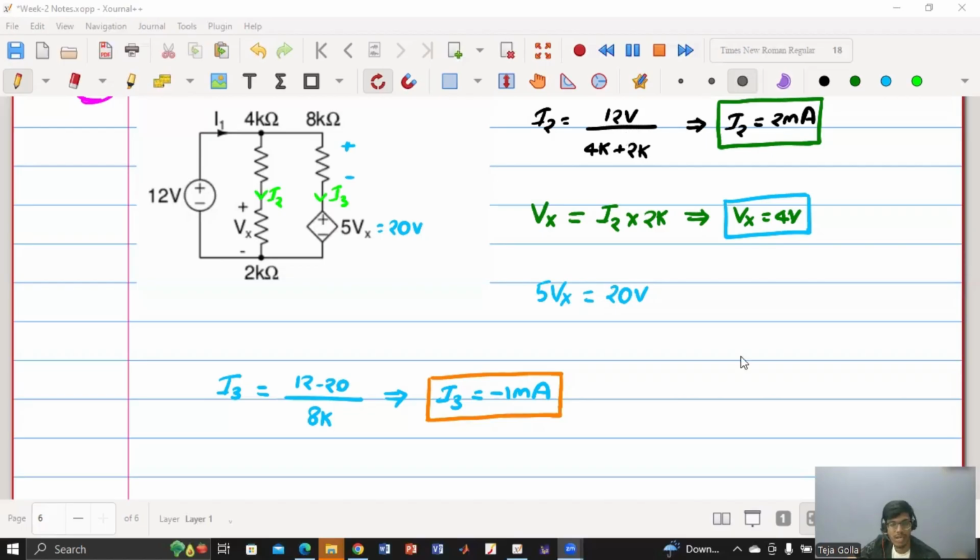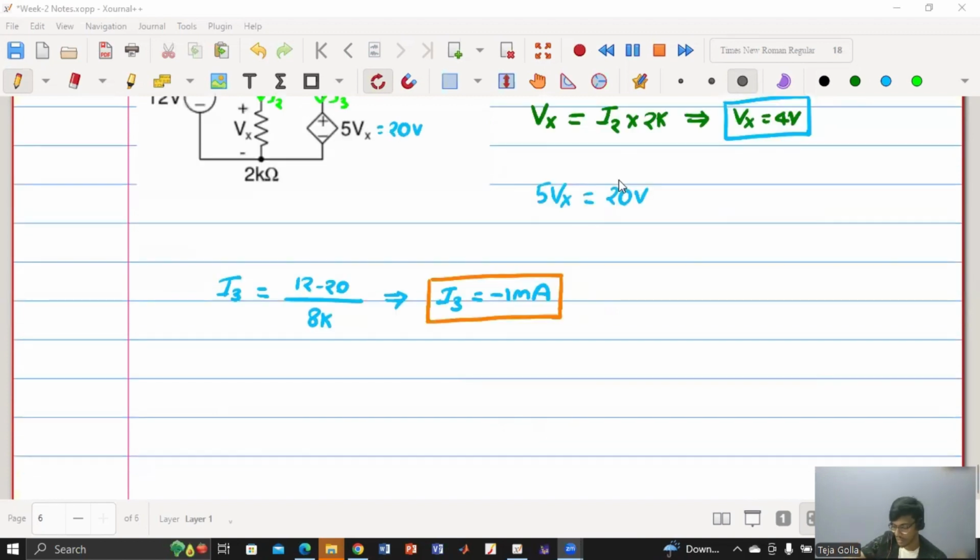I1, I2, I3 relation. You can apply KCL, 1 milliampere. But I want in terms of I2 and I3, what is I1 and how is it related with I2 and I3? Anyone? Yeah, someone in the chat: I1 equal to I2 plus I3. Yes, you are right.